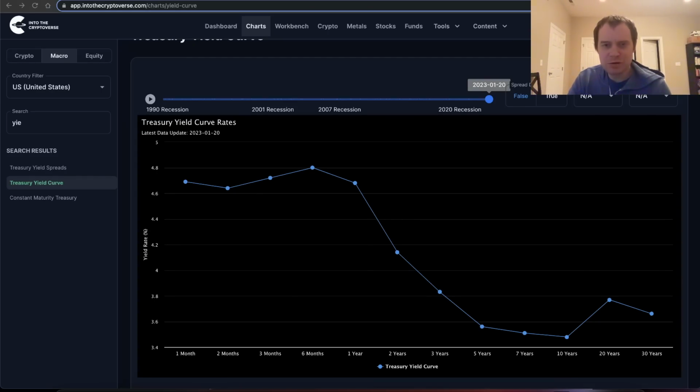Today, we're going to talk about the Treasury yield curve and how it can be useful in understanding the health of the US economy.